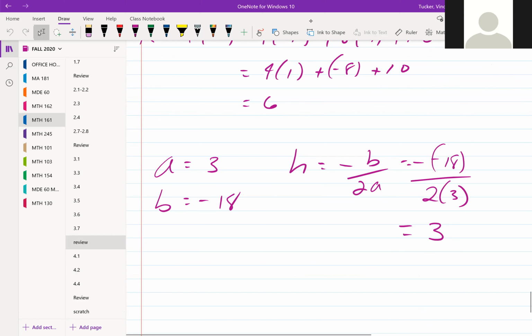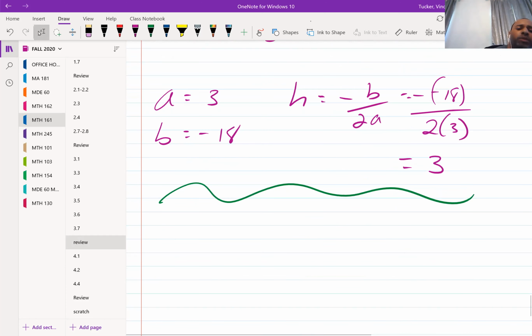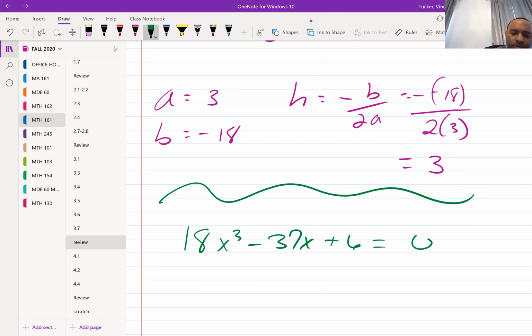X minus C. Okay. All right, and I'm using synthetic division. If I have a positive 6 that gives me the remainder of 0, I still have to write it as a negative 6? Hold on now. What's the original problem? It's 18. X to the third minus 37x plus 6 equals 0. Okay. Equal to 0.